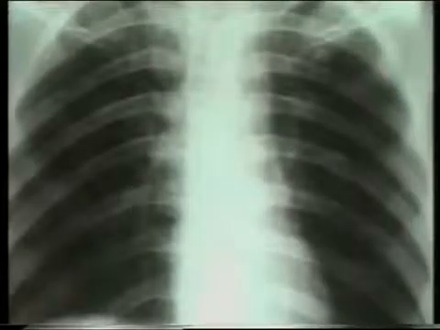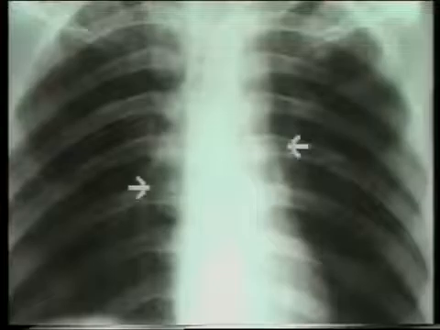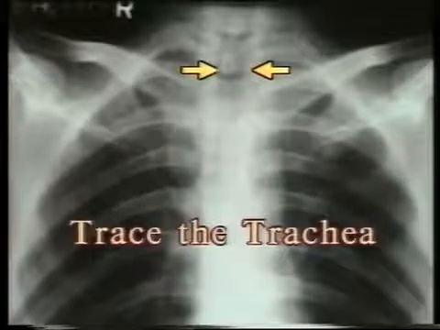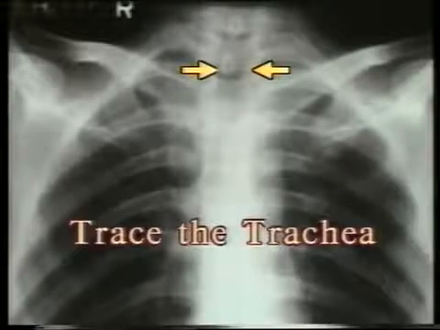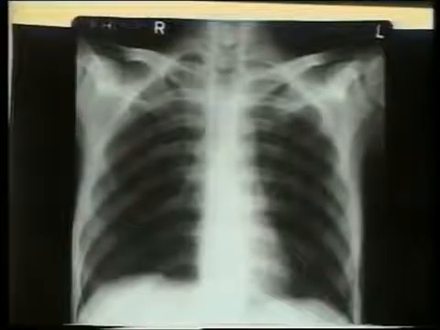Then study the hila, represented by the shadows of the hilar vessels. The left hilum is normally at a slightly higher level than the right. Lastly, identify the course of the trachea up to the carina for any deviation. This completes the inspection of the lung fields. Now inspect the cardiac silhouette. First study the cardiac border and measure the cardiothoracic ratio for cardiac enlargement.